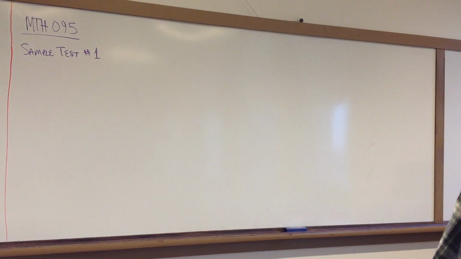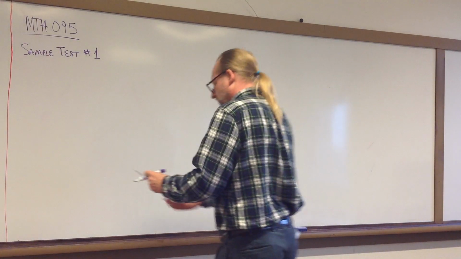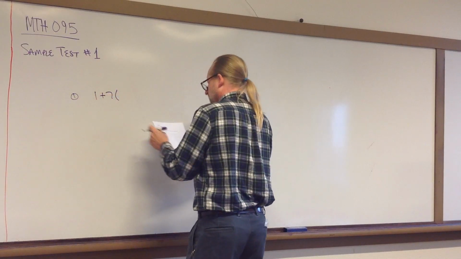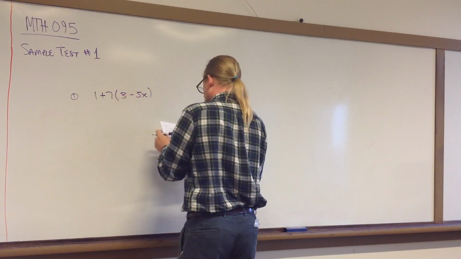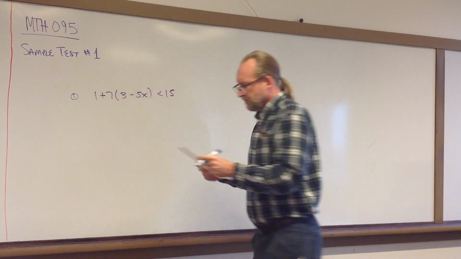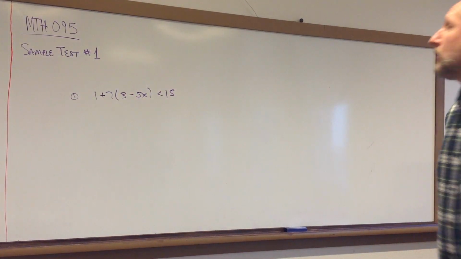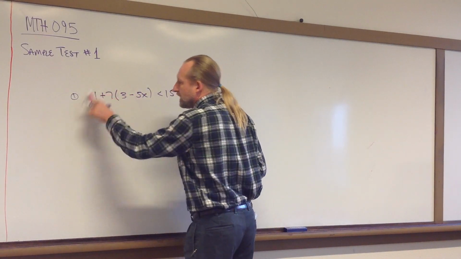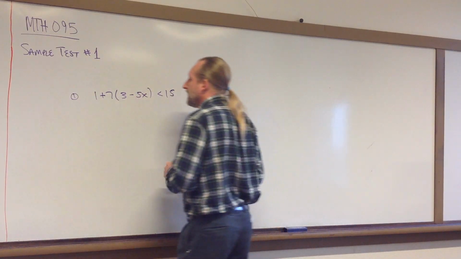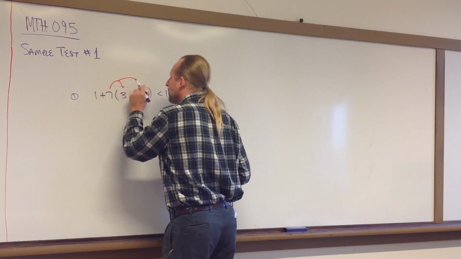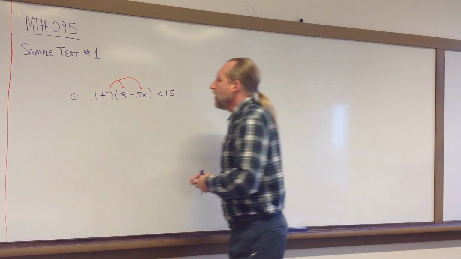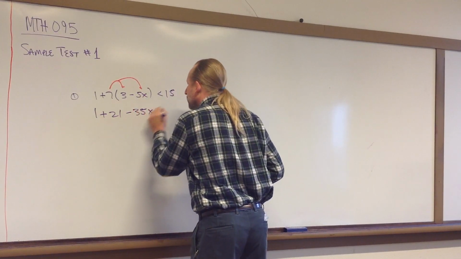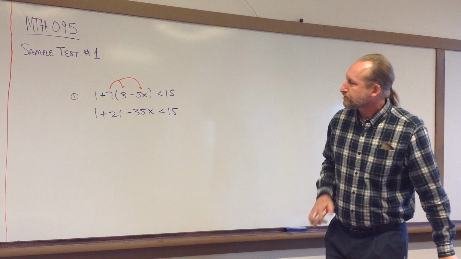So the first couple problems here are about inequalities. The first one we've got is 1 plus 7 times (3 minus 5x) less than 15. The key here in this problem is we want to distribute the 7. Don't get sucked in and try to add 1 to 7, because the 7 can't be added to anything because it has to get multiplied by what's in the parentheses. So the 1 is just going to stay there, and then we'll have 21 minus 35x less than 15.